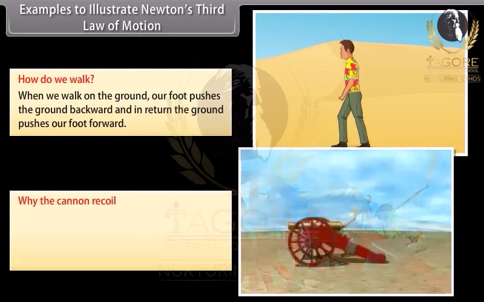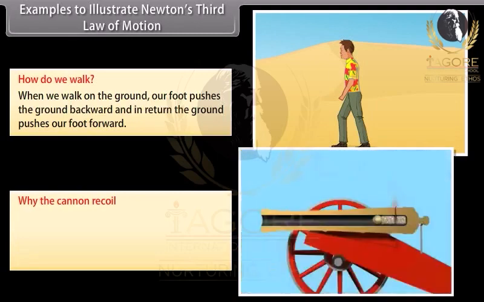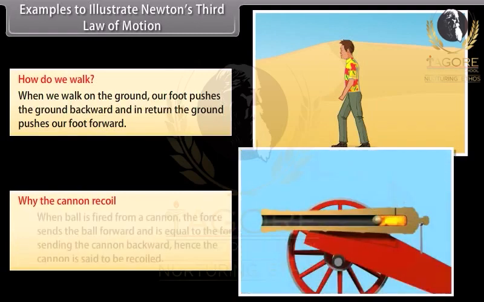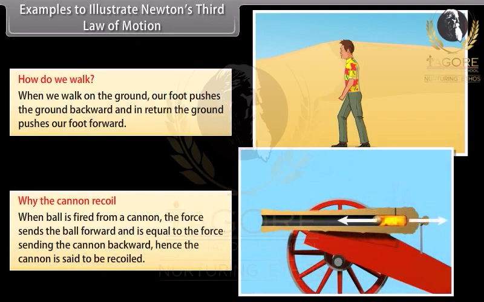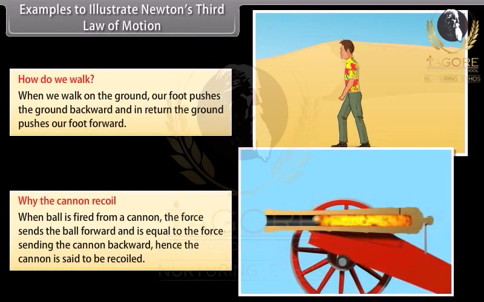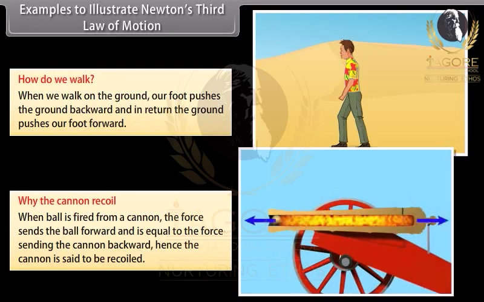Why does the cannon recoil? When a ball is fired from a cannon, the force sending the ball forward is equal to the force sending the cannon backward, hence the cannon is said to recoil.